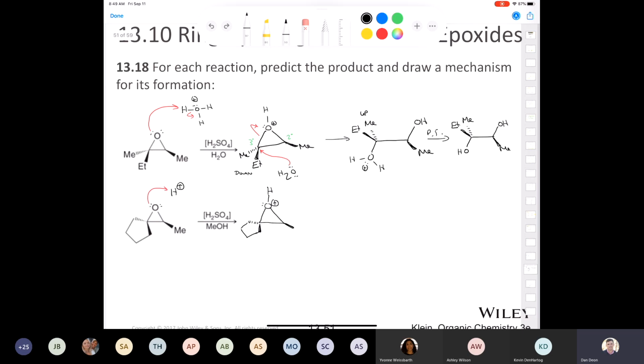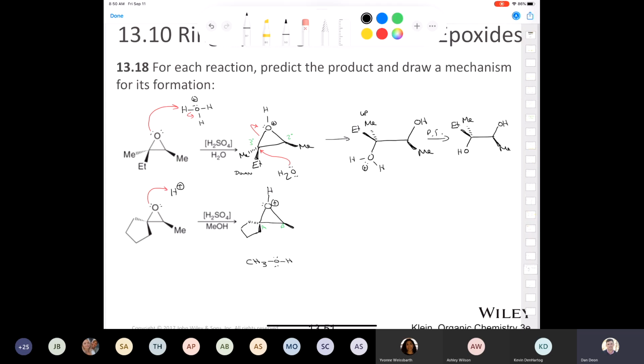I'm going to label the two carbons here, this one A and this one B. Who can tell me where the methanol is going to attack? Will it attack at A or will it attack at B? Good. I'm getting mixed messages here. Can we get some more votes here? Okay. It's going to attack at A. Why is it going to attack at A?